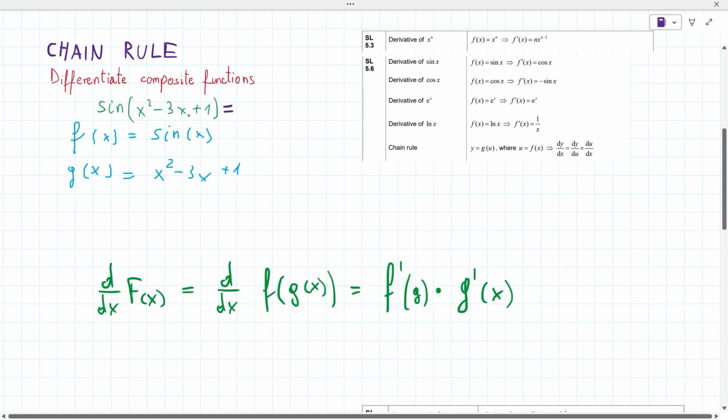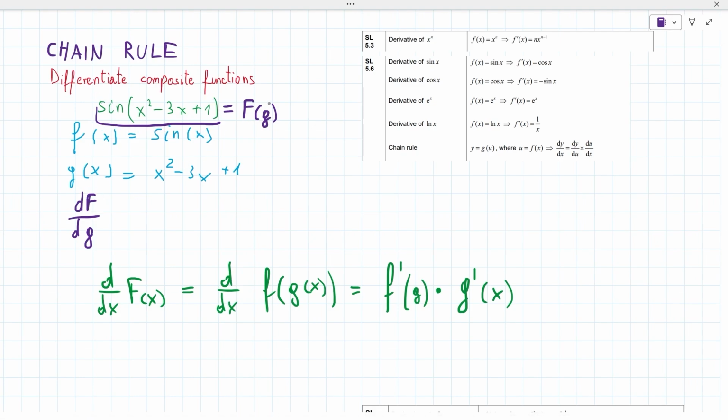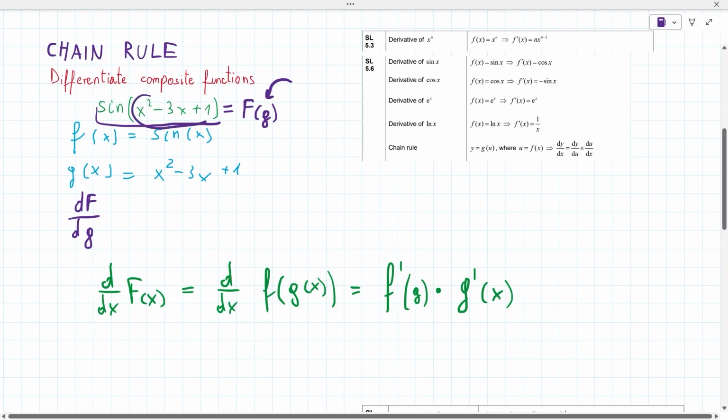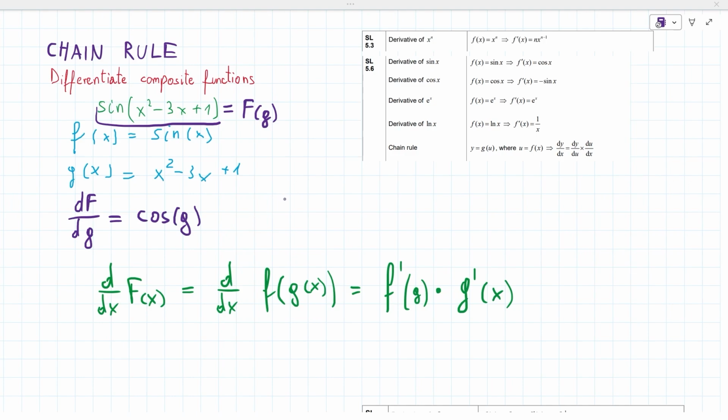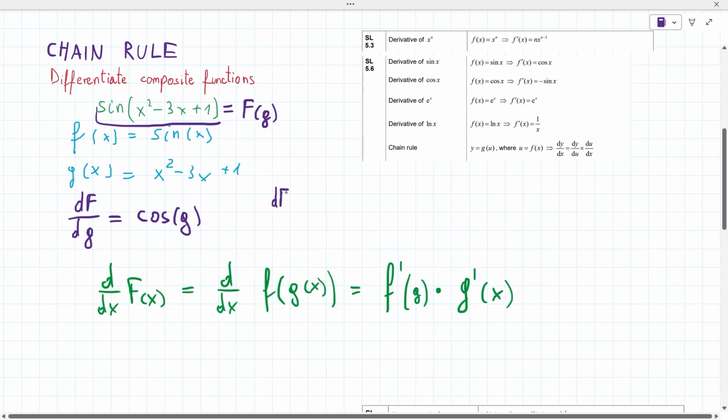If I were to treat this function, let's call it big F, as a function of this whole expression, call it g, I could write that dF over dg, so how the big F function, this expression, changes with respect to its argument, so this whole expression, is basically going to be cosine of g. But if I want to go a step further, and ask how this changes with respect to x, I need to first think about how the change in the value of x impacts the value of g, and then how the change in the value of g impacts that of function f.